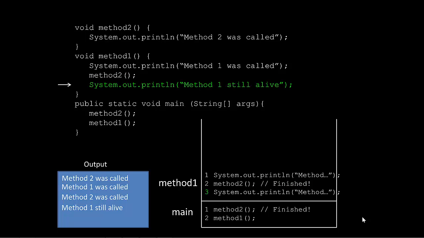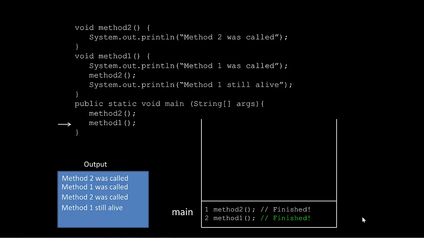And "method 1 is still alive" prints to the screen. And now that method 1 is finished, what do you suppose is going to happen? The same thing. Method 1 gets removed from the stack and we can return back to main to finish this thing out. So this may seem like a trivial example, but it's highly important that you understand how the function stack works before we start to get into some of these more complex recursive functions.